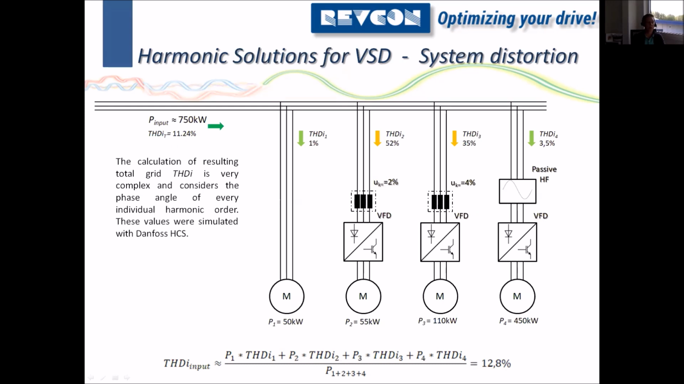So if we look at this example, we have these kind of setups. We have one drive connected directly to the mains, one motor direct online, sorry. We have one motor with a small internal choke. We have one drive with a bigger one installed. And then we have a big drive with a passive harmonic filter. How can we estimate what will be the harmonic distortion from this system?